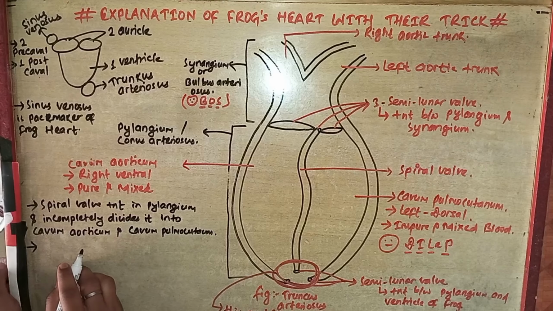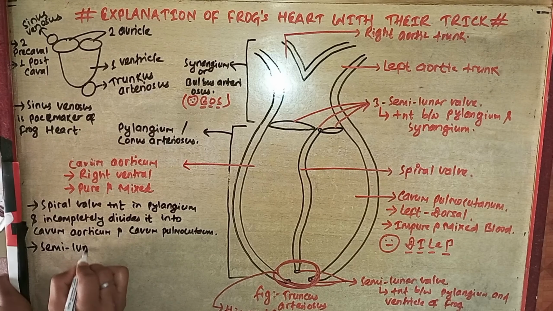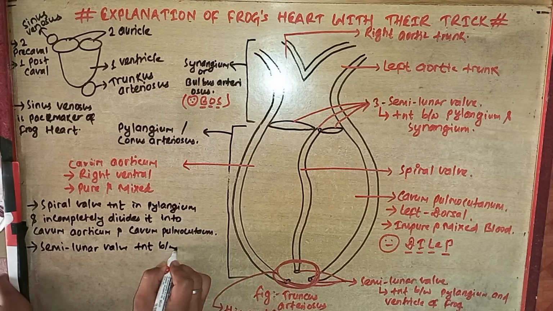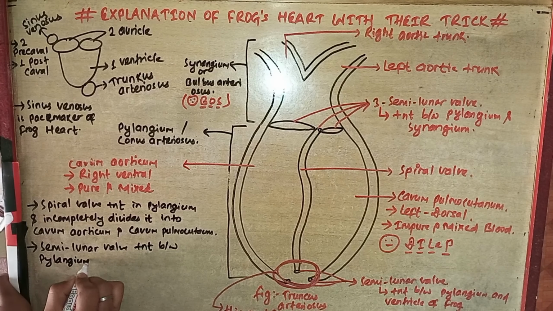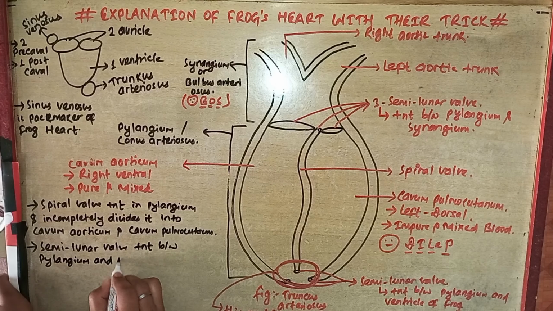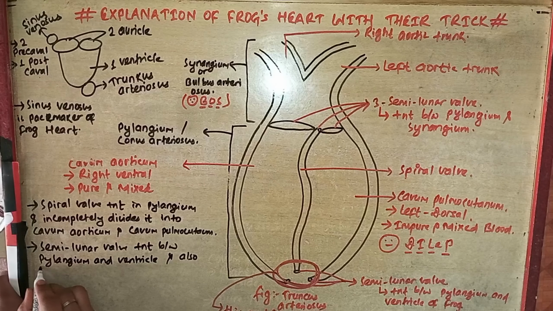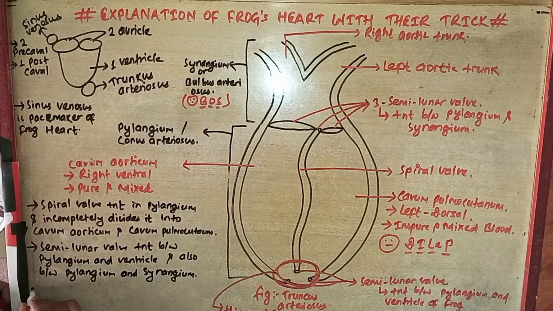And now we have the third point, that is, semilunar valves are present between phalangium and ventricle, and also between phalangium and synangium.